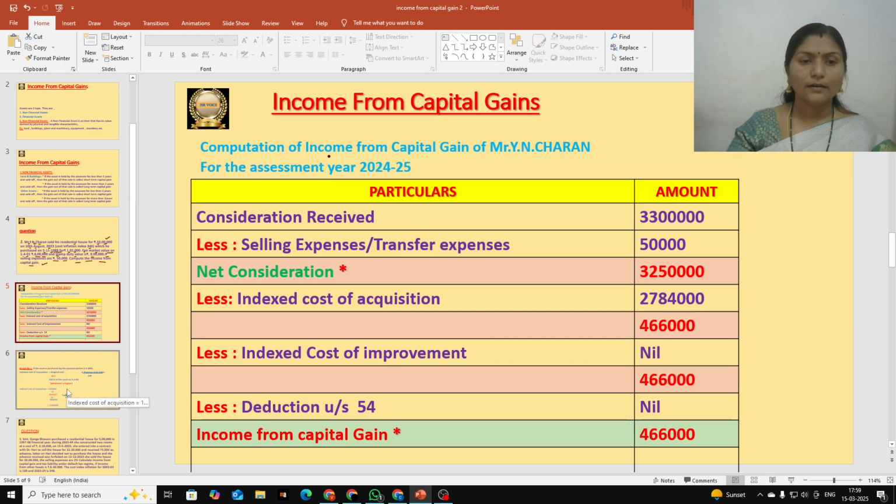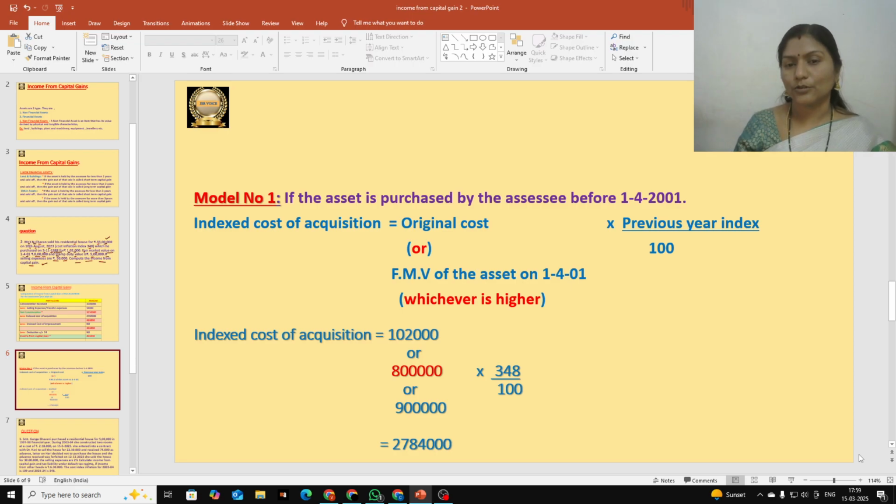And here, calculation of indexed cost of acquisition. This is how we did, but here one point you have to notice: stamp duty value is given, so that also I compared with the selected one. So you have to notice that point. That point is important in this problem. Hope this is clear for everyone.